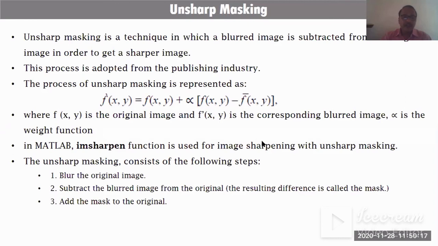image sharpening. The unsharp masking consists of the following steps. In unsharp masking, first blur the original image. Unsharp masking मध्ये काय केलं जातं बघा, पहिल्यांदा इमेज ब्लर केली जाते. म्हणजे आपण वी कॅन यूज द लो पास फिल्टरिंग. लो पास फिल्टर मध्ये इमेज ब्लर केली जाते. So use that technique, blur the original image, subtract the blurred image from the original. The resulting difference is called the mask. Add the mask to the original image. So this is unsharp masking.